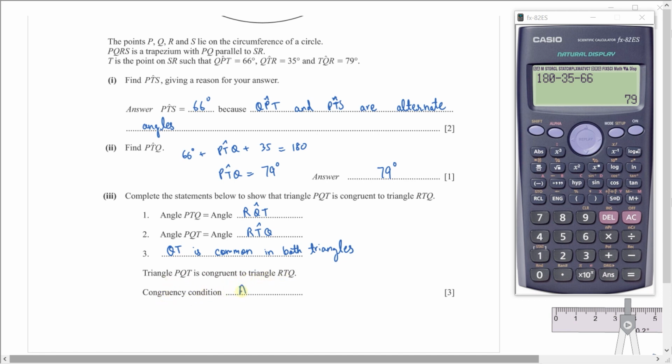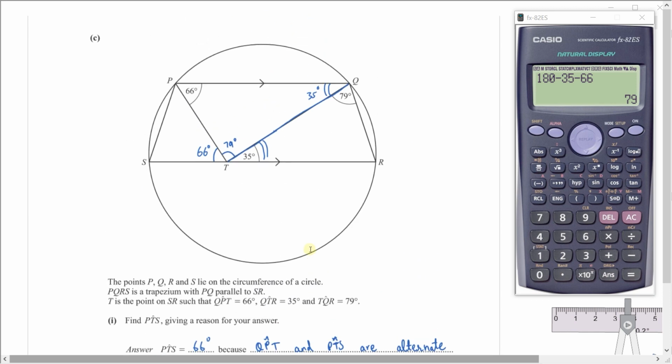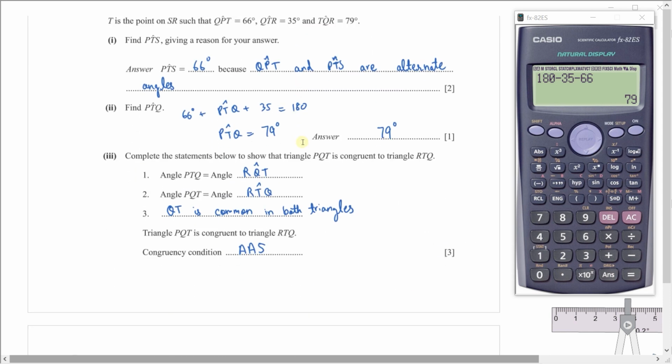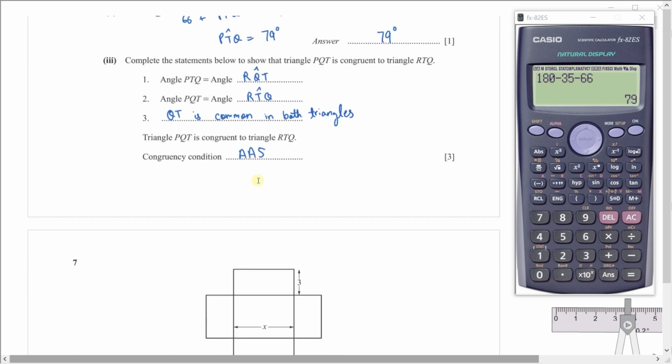Congruency condition is AAS. You have two angles that are equal and the side between them is also equal. So in this triangle you have these two angles and in this triangle you have these two angles. They are equal and the side between them is also equal in length because it is common between the two triangles. So using the AAS property, that two angles are equal and the side in between them is also equal, that means that the two triangles are congruent.